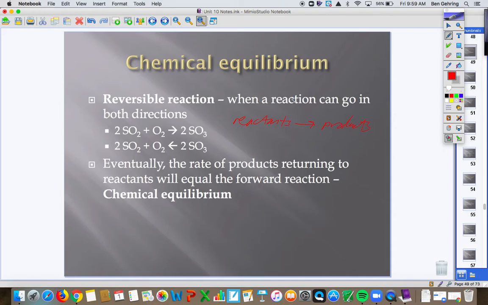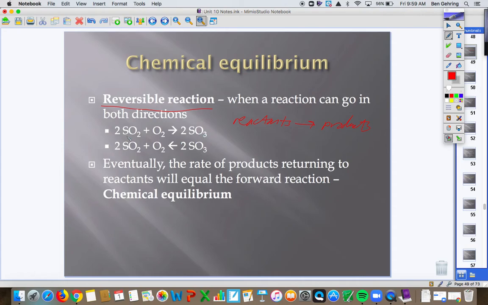Okay, but this isn't always the case. We don't always just have reactants go to products. Sometimes we have an incomplete reaction, where not all the reactants are used up and not all the products are formed, or they go back and forth. So this is called a reversible reaction, when a reaction can go in both directions.